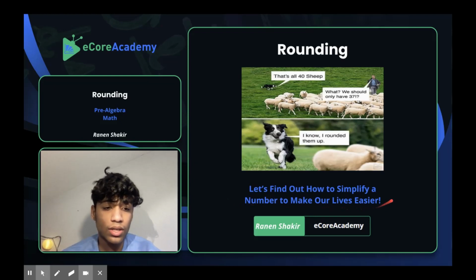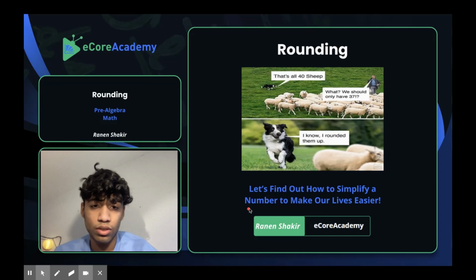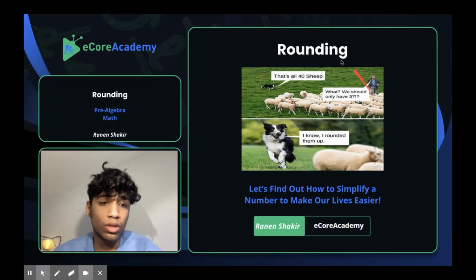So let's find out how to simplify a number to make our lives easier. It's essentially what rounding is. It changes a value to the closest whatever value to make it easier to understand and easier to calculate and stuff like that.